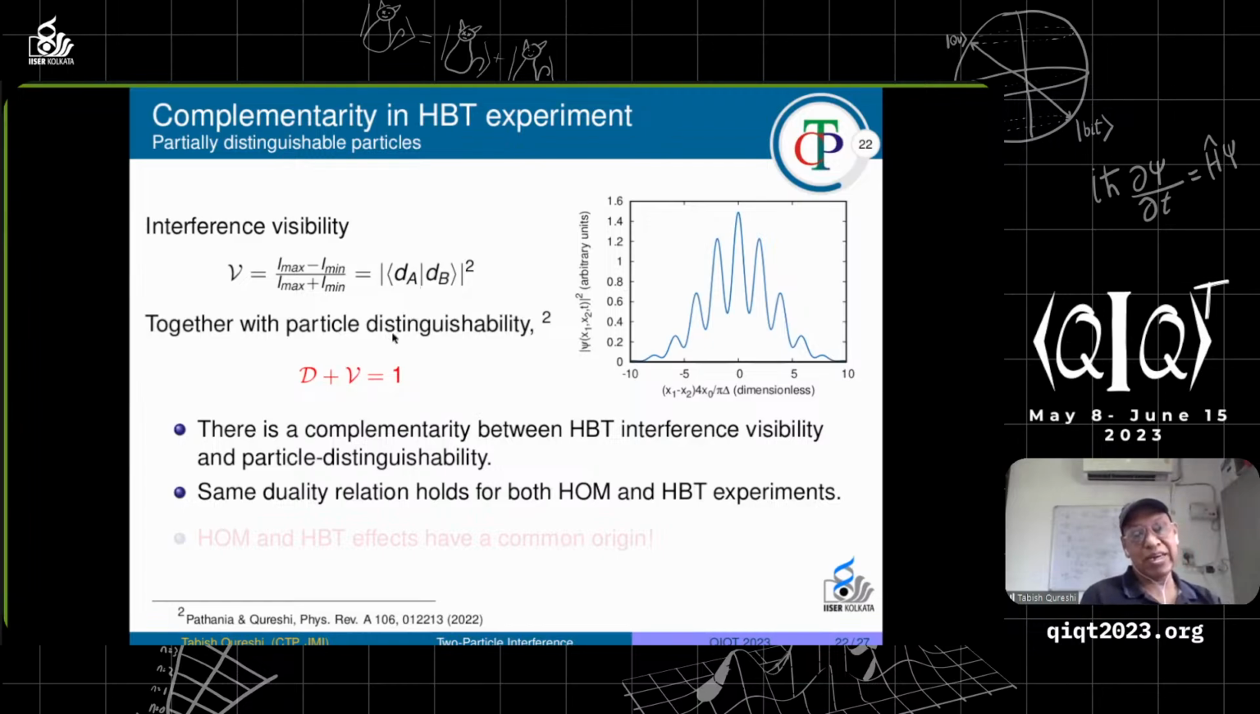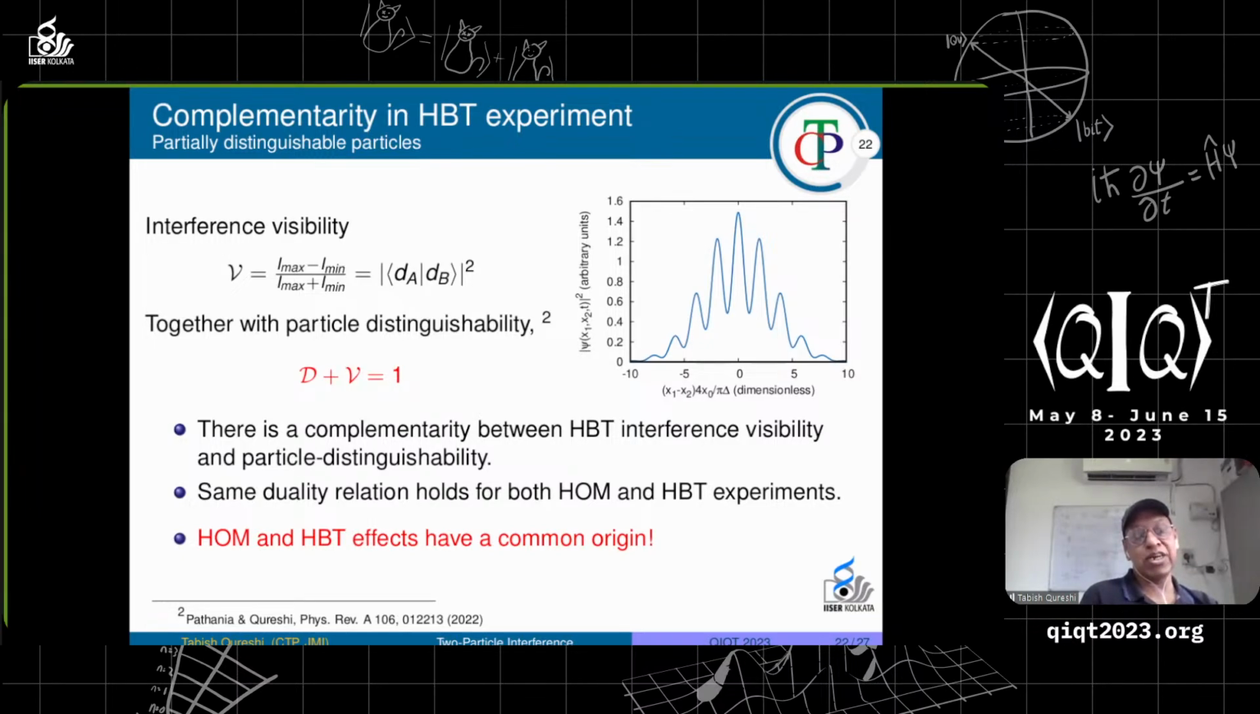So particle distinguishability, again, we'll follow exactly the way we had defined particle distinguishability for the Hong-Ou-Mandel experiment. Using that distinguishability, again, we find exactly the same relation, D plus V is equal to 1. So you can see that there is a complementarity between HBT, Hanbury-Brown-Twiss, interference visibility and particle distinguishability. And the same duality relation holds for both the HOM and HBT experiments. So this indicates that they should have a common origin, but historically and even today, a lot of people believe that they are completely different experiments.